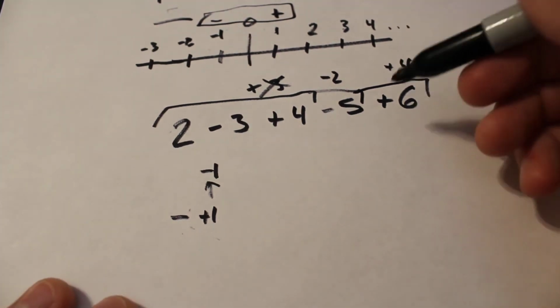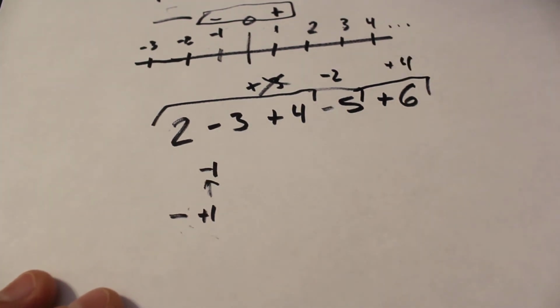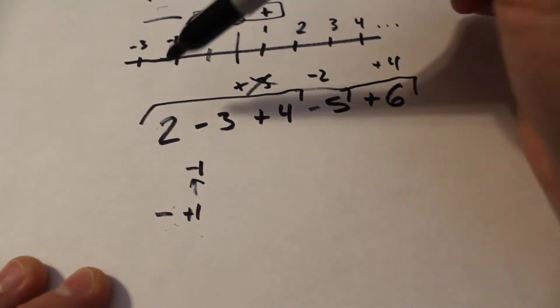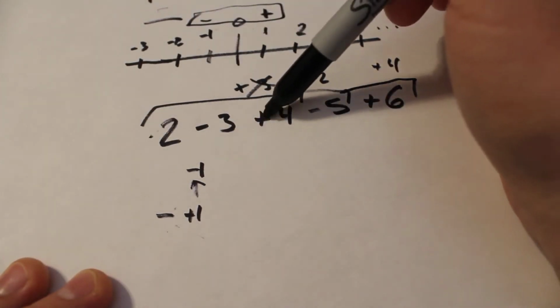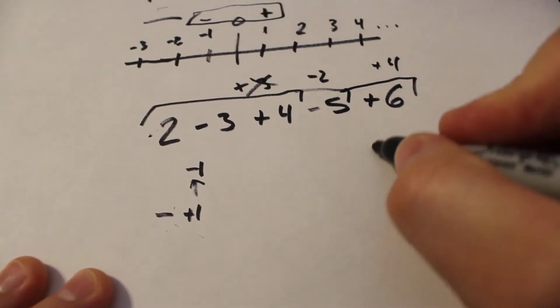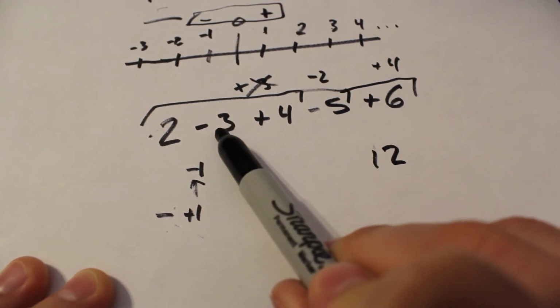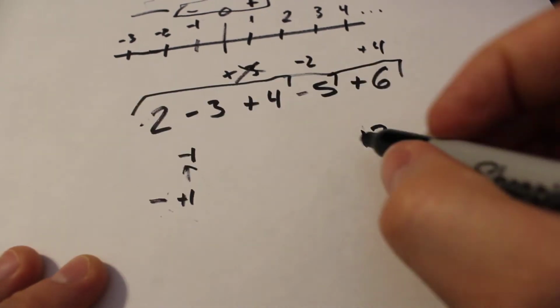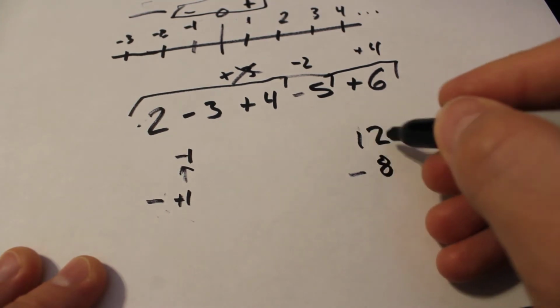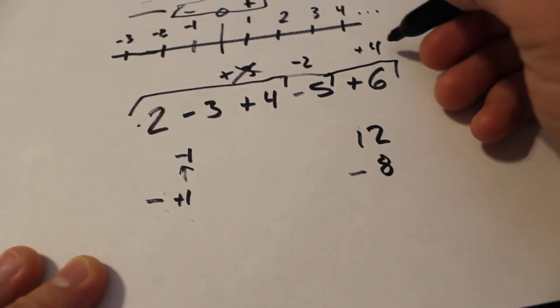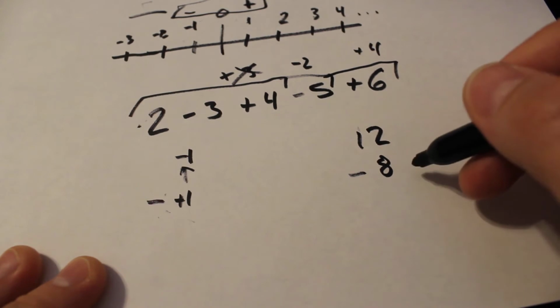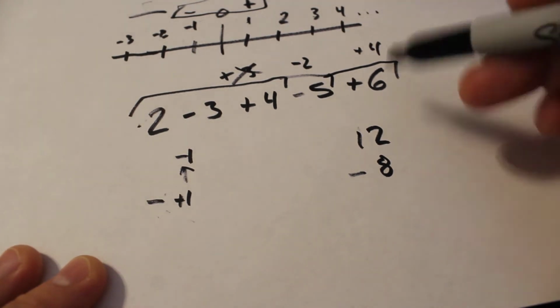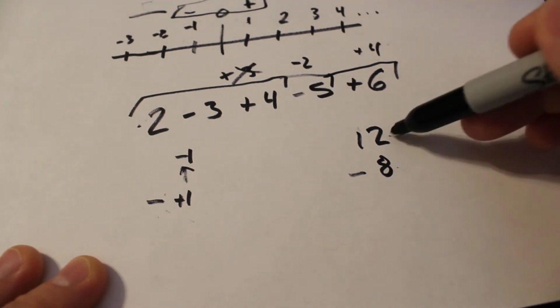Another way you can do all of this is by the idea of grouping. A lot of people like to group together the positive values. So this is a positive 2, a positive 4, and a positive 6. That adds up to 12. This is a negative 3 and a negative 5, which adds up to a negative 8. 12 combined with a negative 8 is the same thing as positive 4. 12 minus 8 is 4. And then likewise, 8 plus a 4 gets you back to 12.